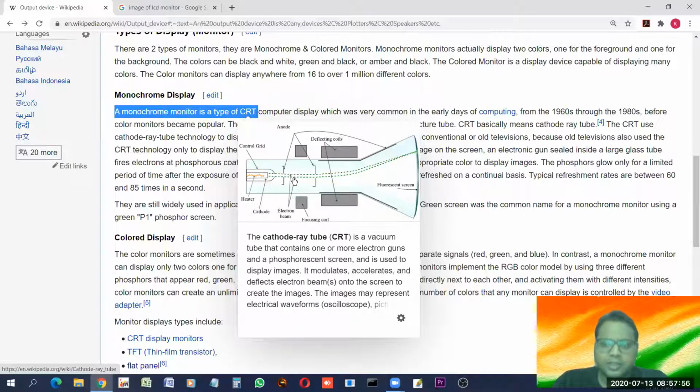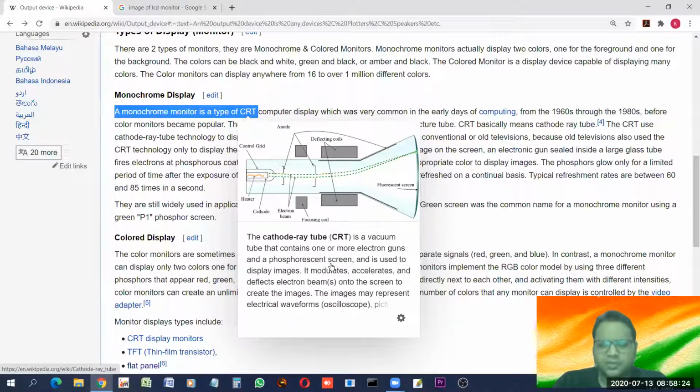But we still need to know their technology. So a cathode ray tube is there. What is a cathode ray tube? It is a vacuum tube that contains one or more electron guns for emitting electron beams, and a phosphorescent screen. This fluorescent screen is also known as a phosphorescent screen.